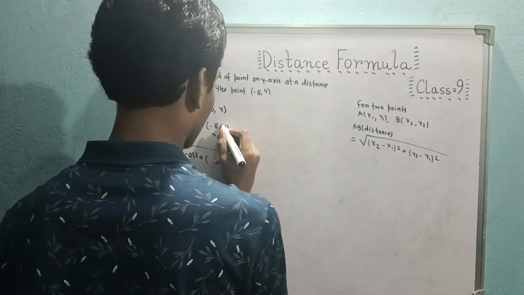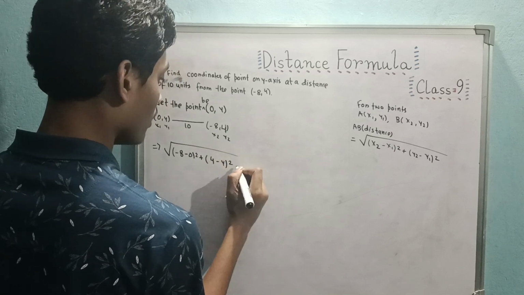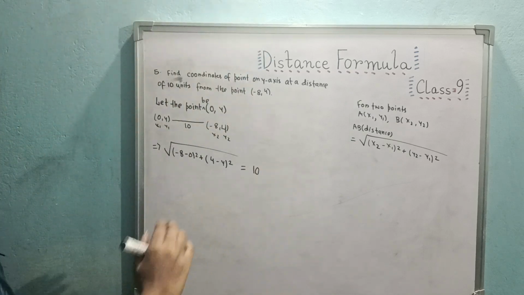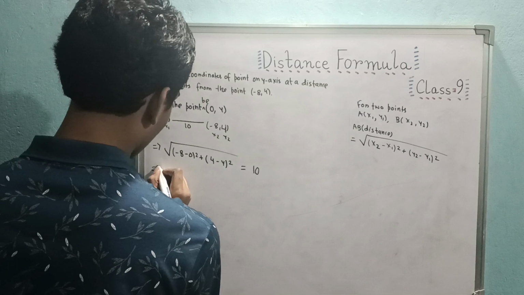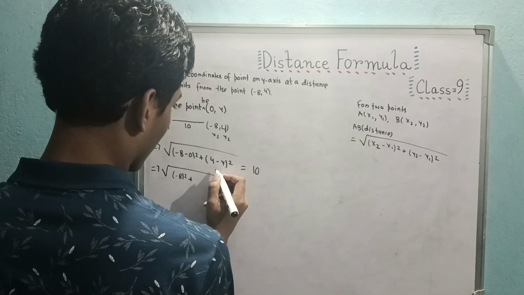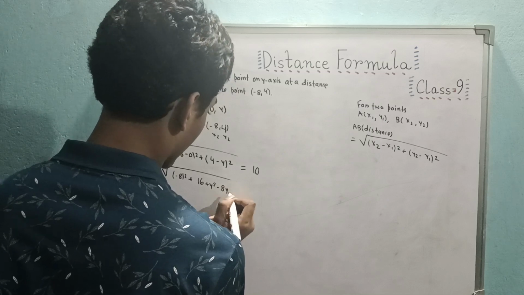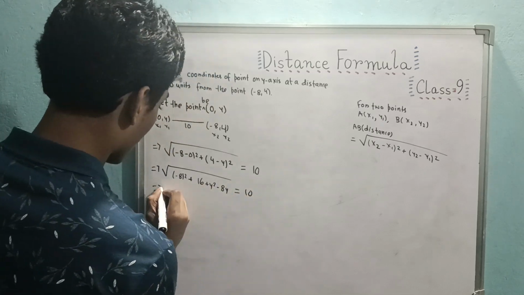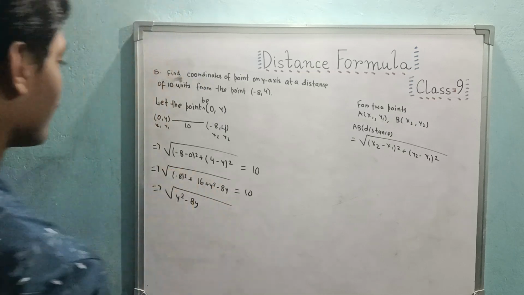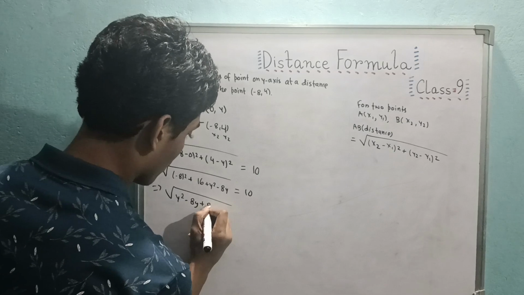This is 4, that one is y. So y2 means 4 minus y1, which is y, whole square. And this distance, as I have shown you here with the diagram, is 10 units given, but I am not writing units for my convenience. Then minus 8 minus 0 is minus 8, square is 64, plus 16 plus y square minus 8y, equal to 10, or root of y square minus 8y plus 16 plus 64, that is y square minus 8y plus 80, equal to 10.